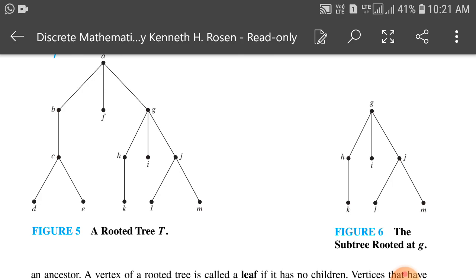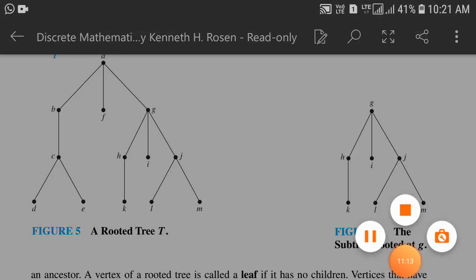Now, the subtree rooted at G is shown in the figure. If we omit the edge from A to G, then the remaining subgraph, with G and all the remaining edges and vertices, is called the subtree rooted at G.